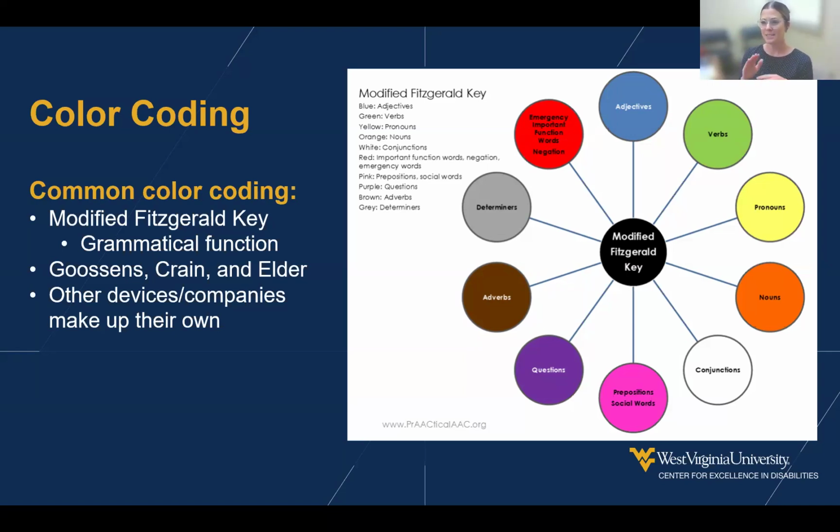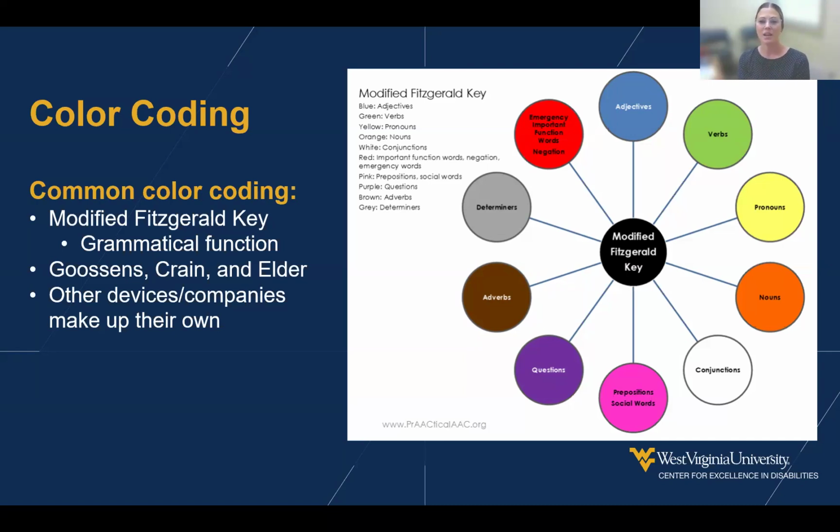So this is not meant to be memorized and known. For example, I've been doing this for 12 years. I don't know which companies or which software use a certain color code. Okay, I can look at it and say, oh, that's the modified Fitzgerald key, or I can look it up and say which devices use certain keys. I don't have that memorized, and I don't expect anybody to memorize it.